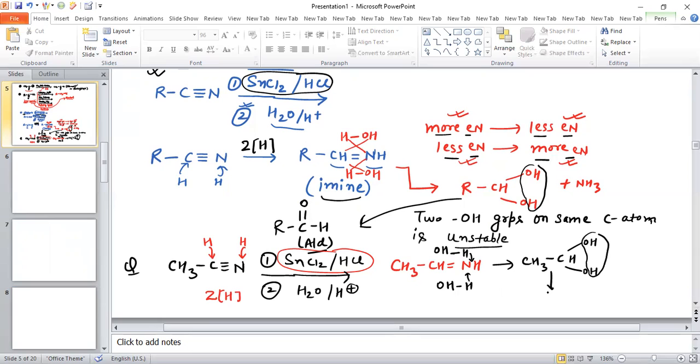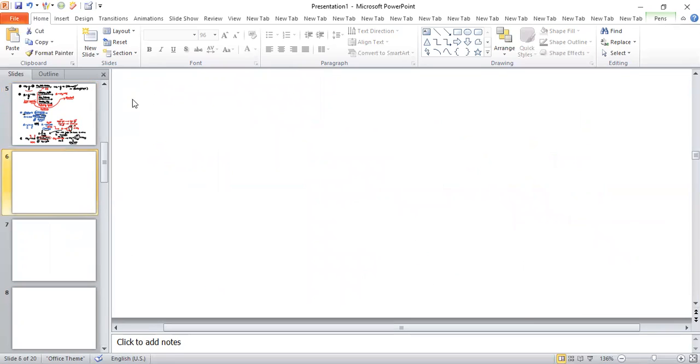When water is removed, it will form CH3 CHO. And another product obtained is ammonia gas. Now see some more questions related to this.